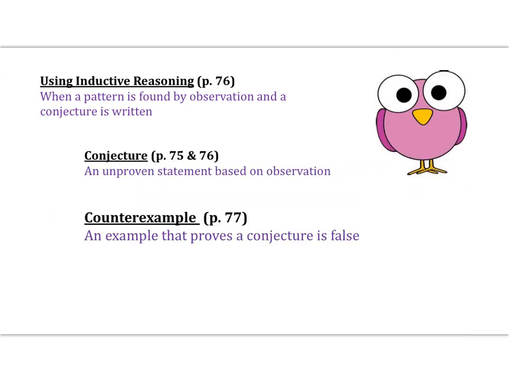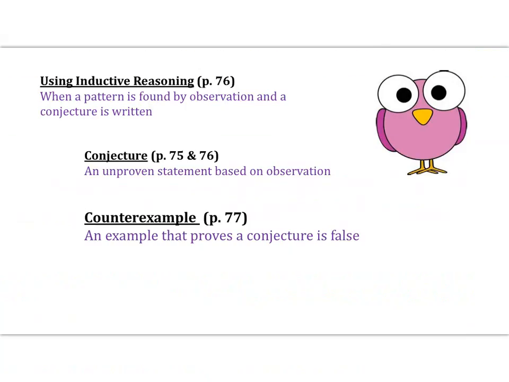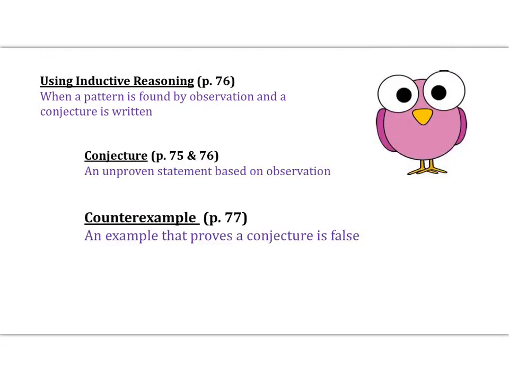All right, first let's get familiar with some vocabulary. Inductive reasoning is when a pattern is found by observation and a conjecture is written. So we have our little owl here with his big eyes observing. A conjecture is an unproven statement based on observation. And a counterexample is an example that proves a conjecture is false.